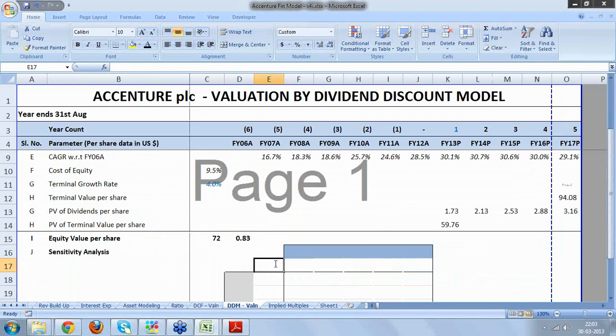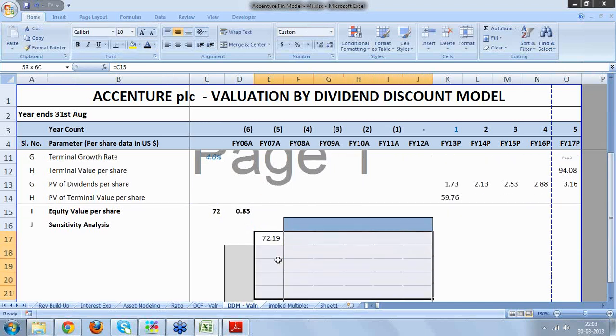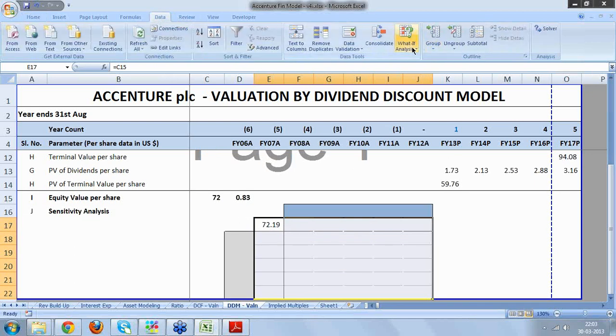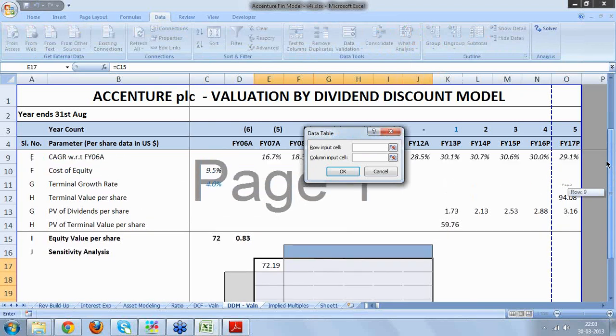72 is what I'm getting from here. So I'll now perform a sensitivity analysis on this. Its font is again here. So perform a two-way analysis exactly the way you have done it for equity. So this data, what-if analysis, data table, I'll just repeat so that you guys get a hang of it.